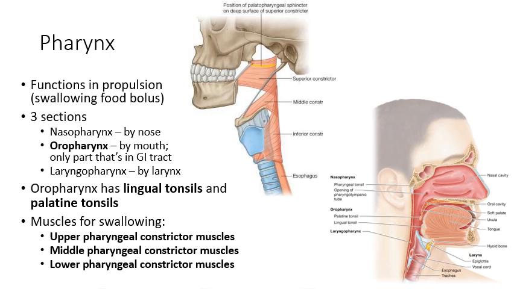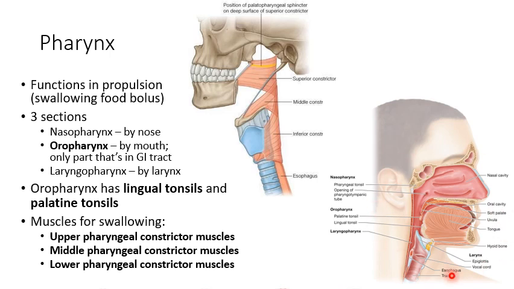The pharynx can be divided into 3 sections, and actually only one of them is technically considered to belong to the GI tract. So you have from top to bottom the nasopharynx, the oropharynx, and the laryngopharynx. Only the oropharynx is technically part of the GI tract.